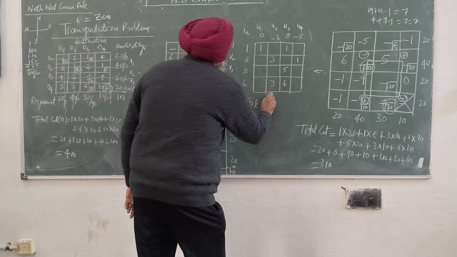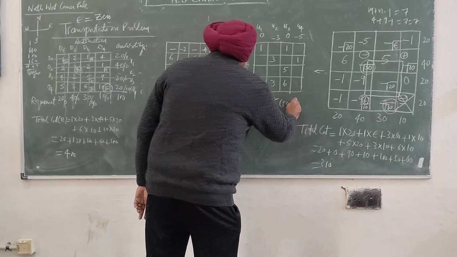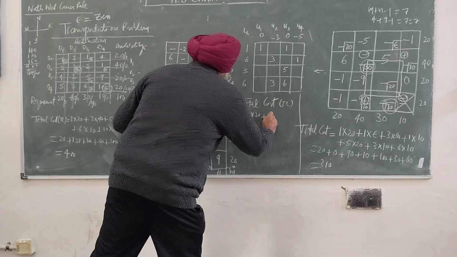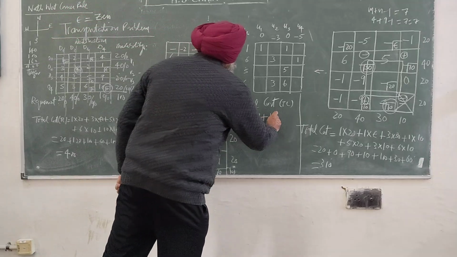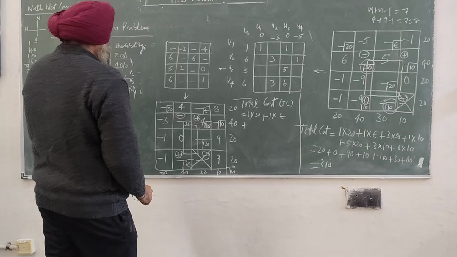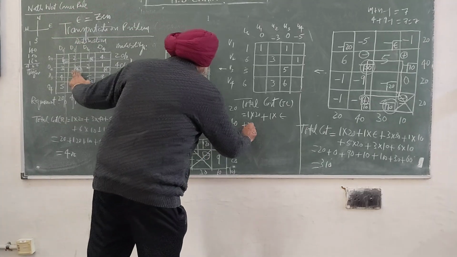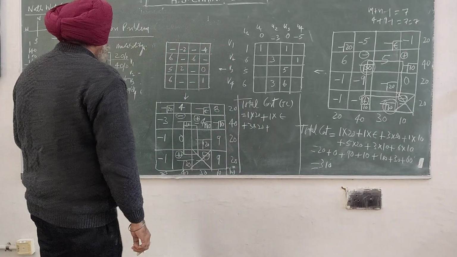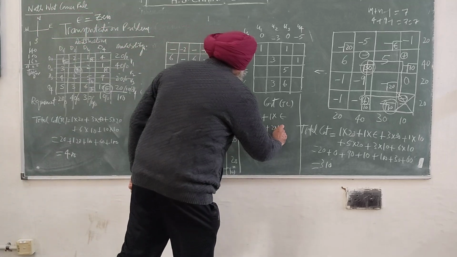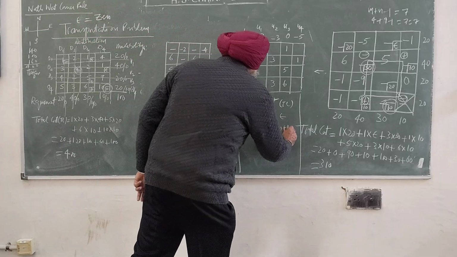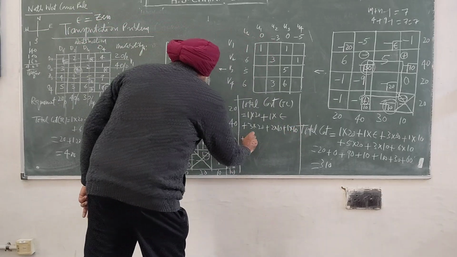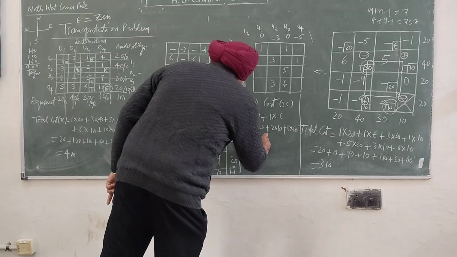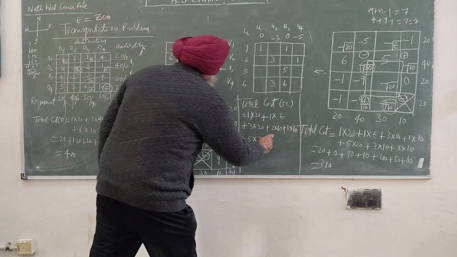Again, I am going to get the total cost. What is here? 1 into 20 plus 1 into 0 plus here it is 3 into 20, clear, plus 2 into 10 plus 1 into 10 plus here it is 5 into 20 plus 3 into 20.